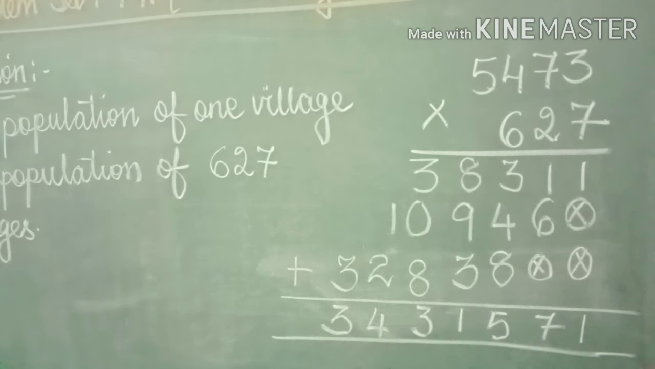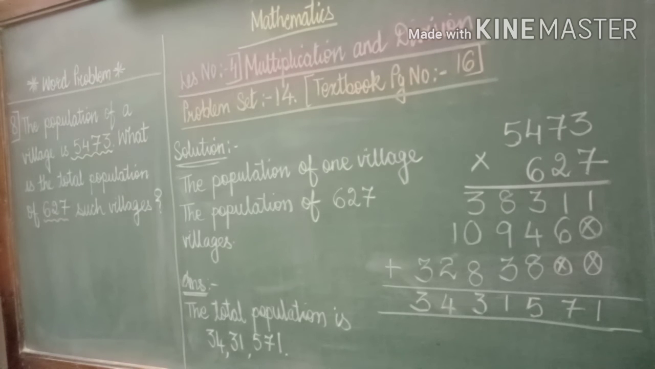So the answer is 34,31,571. So this we are going to write in the statement. The total population is... so we got the answer as the total population is 34,31,571. We have multiplied 5,473.